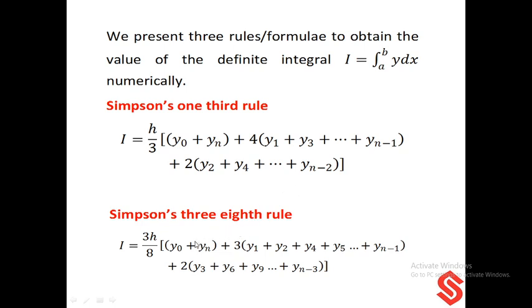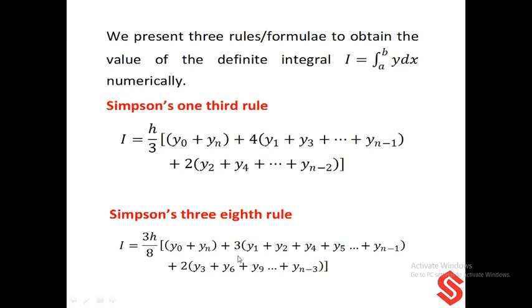Next one, Simpson's 3/8 rule. So that is I is equal to 3h by 8 into y naught plus yn, that is the sum of first and the last ordinate, plus 3 times of the sum of ordinates which are not multiples of 3. You can see the suffix here 1, 2, 4, 5, etc., up to n minus 1. So we don't have 3, 6, 9, etc., which are multiples of 3.